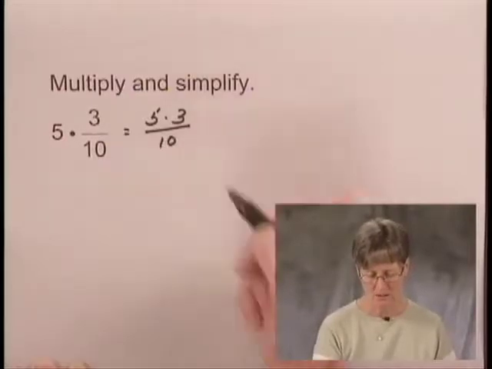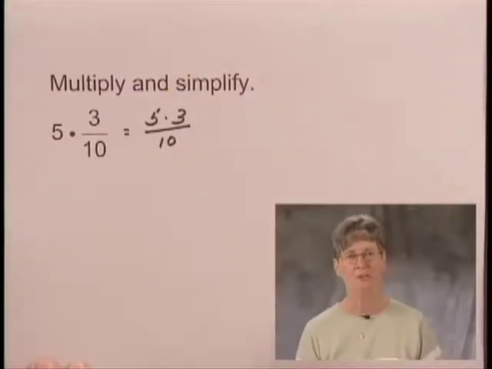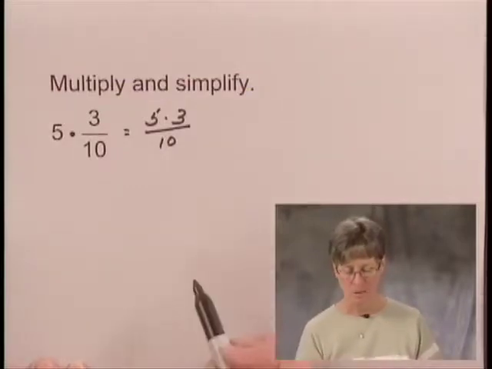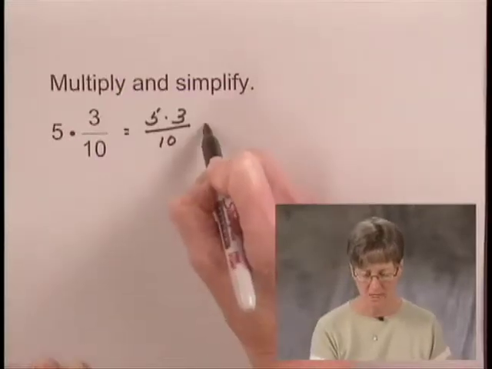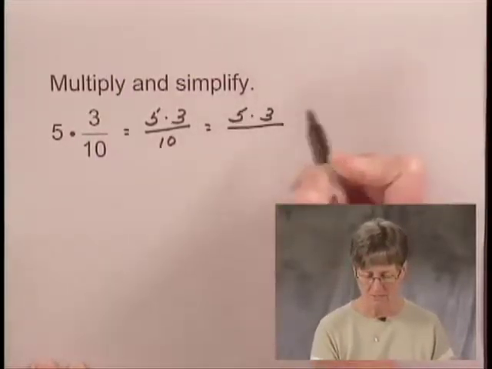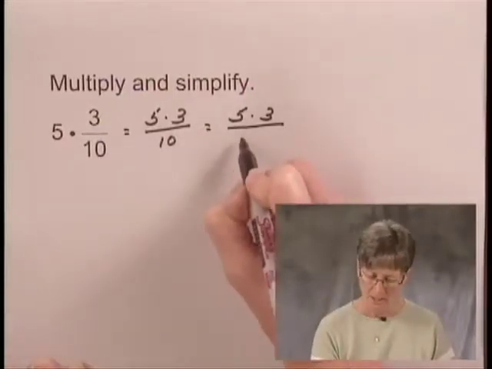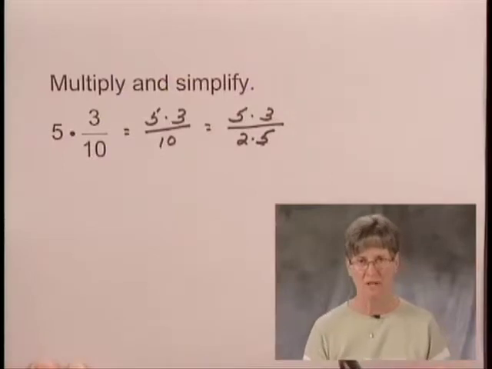times 10, or 10. And now that we've formed the product, we would like to simplify it if we can. I see that there's a factor of 5 in the number 10 in the denominator, so I can rewrite this fraction as 5 times 3, just rewriting the numerator, and I'll write 10 as 2 times 5.